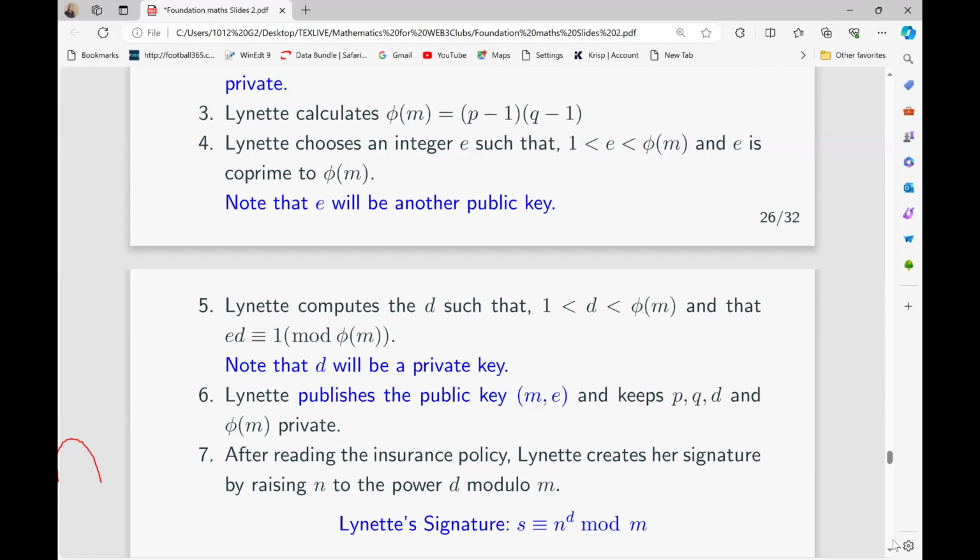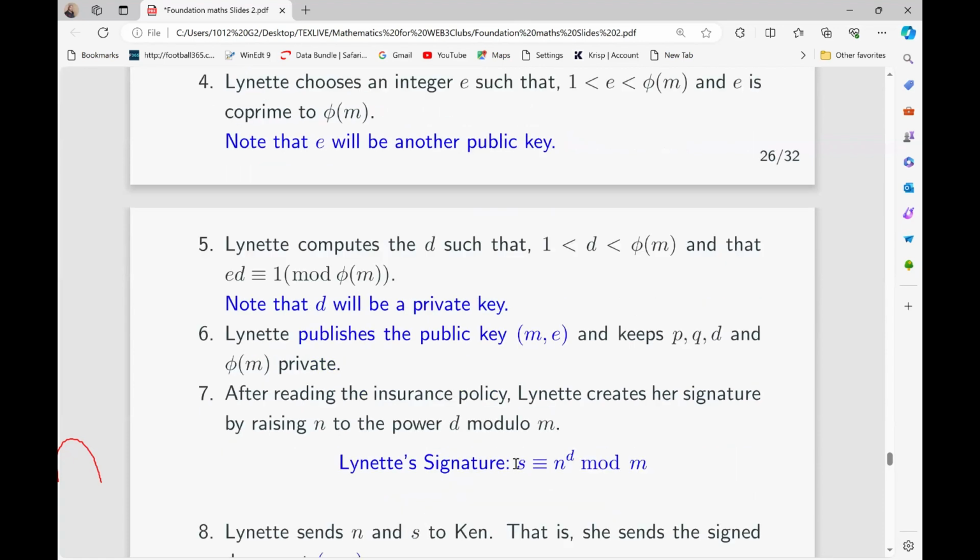After reading the contract, she puts her signature. This is the signature. Take N, and N was the contract. So supposing the contract was sentences, we've converted these sentences to numbers. And after converting these sentences to numbers, now raise it to D.